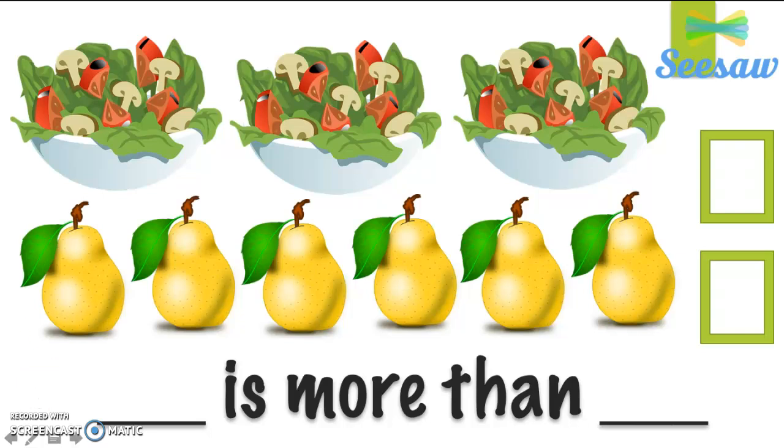Let's compare the bowls of salad to the pears. So we see here are all the salads and then here are all the pears. I want you to write or draw 2 boxes that are empty and fill them in with the amount of salads and the amount of pears. And then I want you to write out this whole sentence and finish it. Tell me what is more than what.